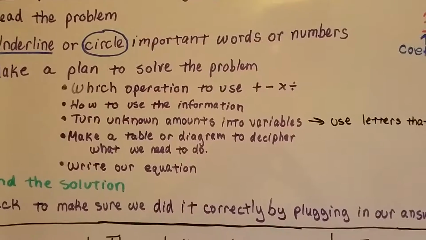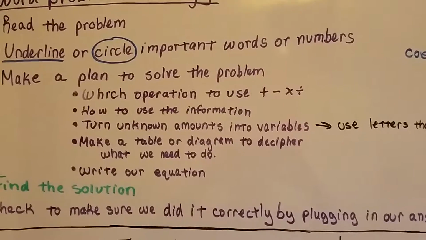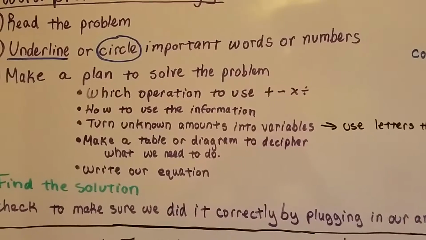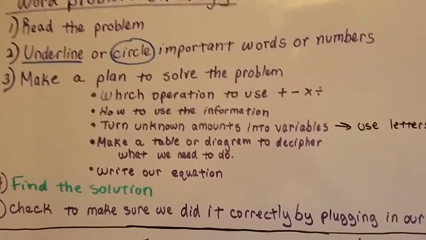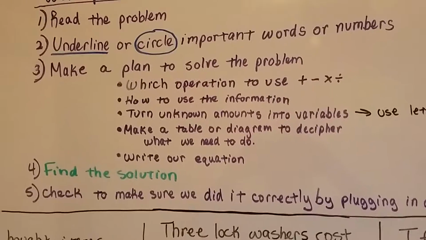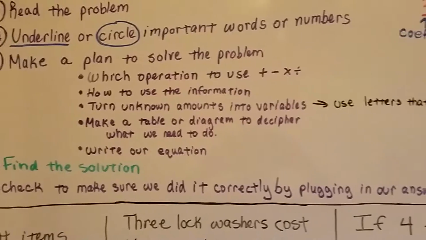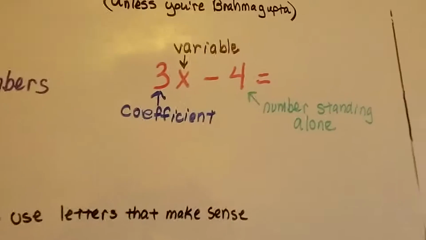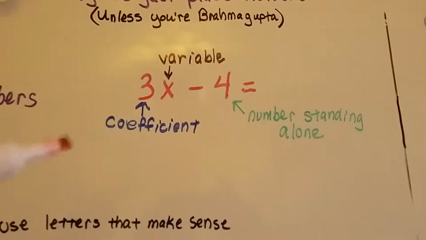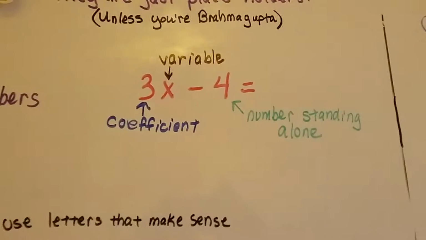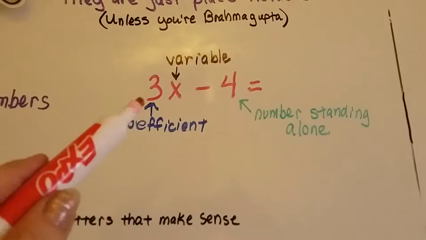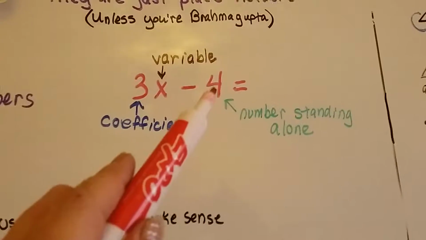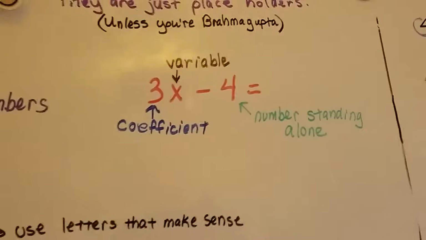We can make a table or a diagram to decipher what we need to do, especially if it's a hard problem. Making a table or a diagram can really help. We write out our equation, we find the solution, and then we check to make sure we did it correctly by plugging in our answer. So, I'm going to do this several times to make sure everyone understands that this is a coefficient and that's a variable. See, the number next to the variable is called the coefficient, and that's a number that's standing all by itself, all alone, okay?